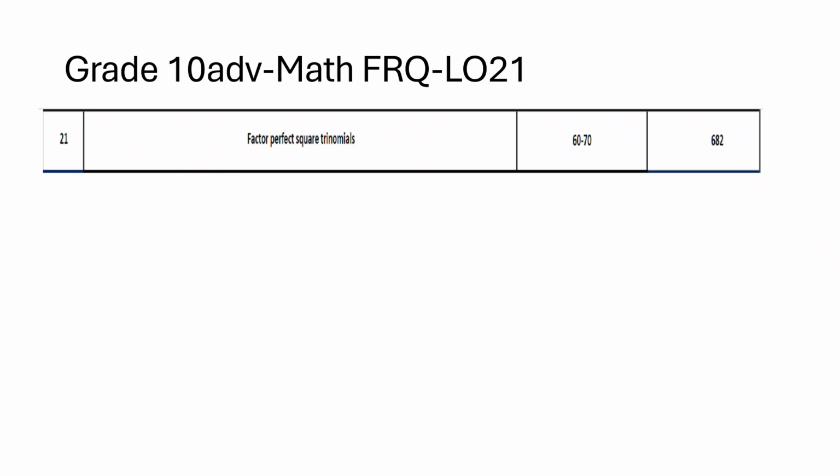The session is for the grade 10 advanced students who are going to give the exam on Monday. In this session, we are going to cover from the FRQ Learning Objective 21, where you will solve questions on factorization, where you will do the questions 60 to 70 from page 682, where you factor perfect square trinomials. So let's get started with the video and watch the video till the end.